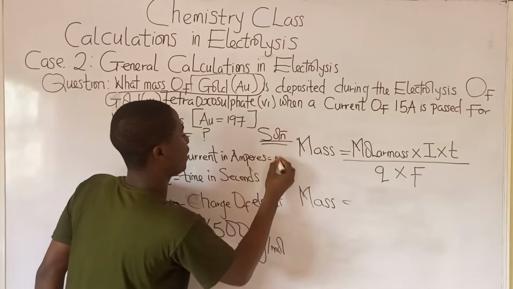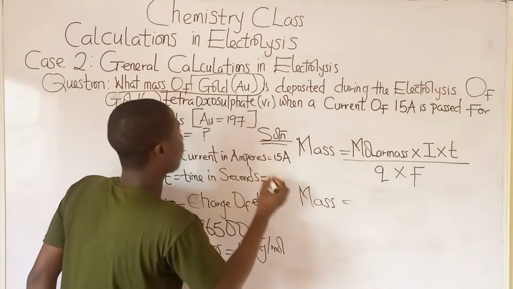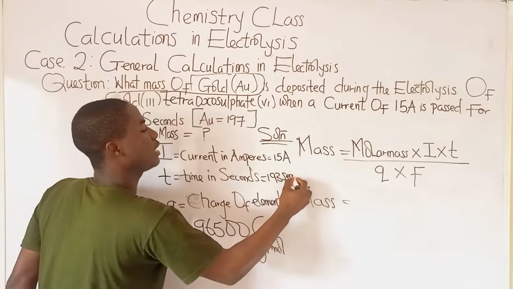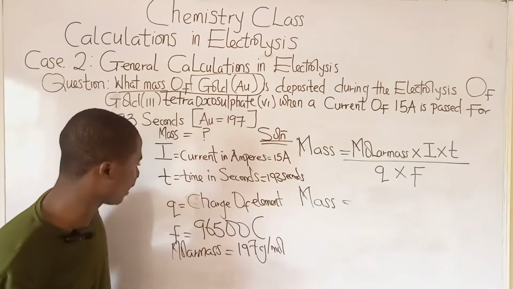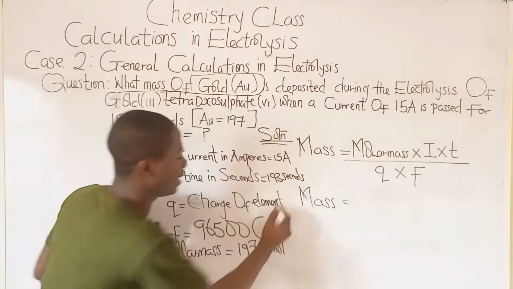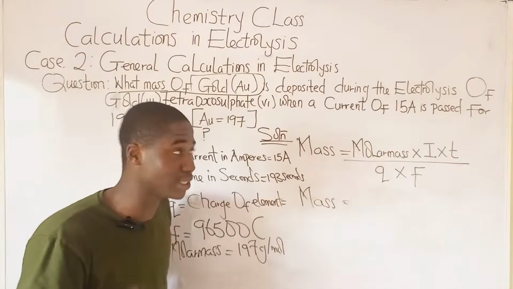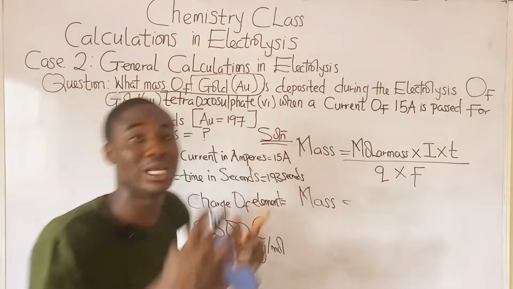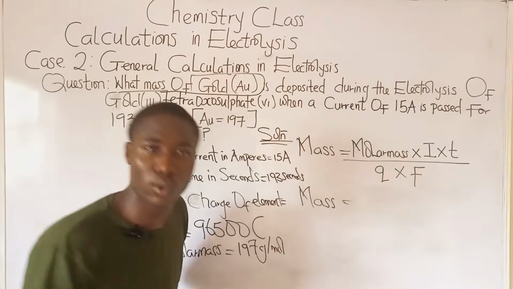It is 15 amperes. So here becomes 15A. And what is the time in seconds? Remember, your time must always be in seconds. It is 130 seconds. Okay, and how do we get the charge of the element? Now, this is where you have to pay close attention. To get the charge of the element, you have to look at the compound that was mentioned in the question.